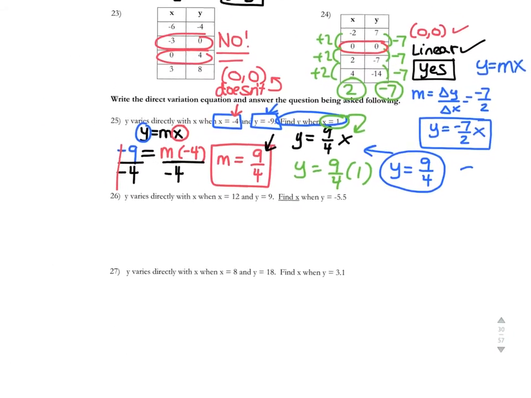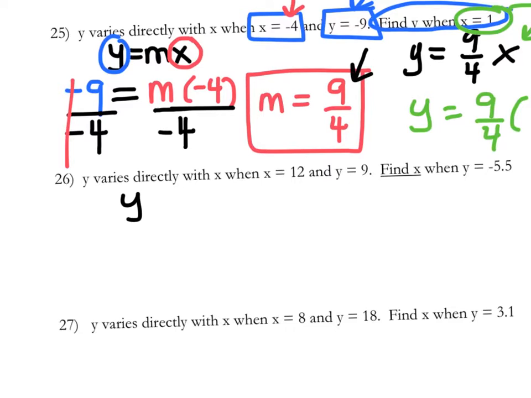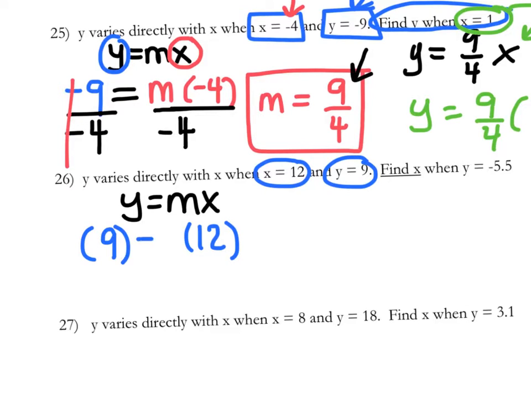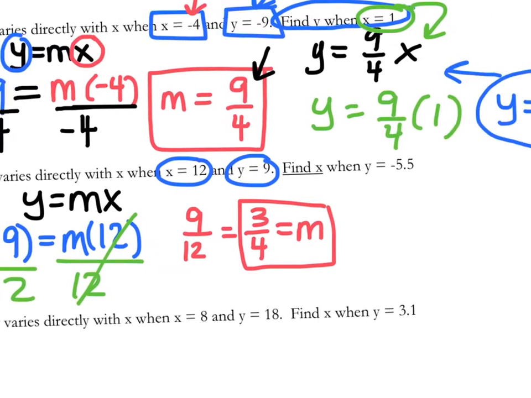I'll do one more just for us to make sure we really are understanding that. All right, so this says y varies directly with x. I'm going to stop there, and I'm going to write my equation. Plug in x is 12, y is 9. Solve for m, so I'm dividing both sides by 12. So let's see, 9/12 is m. I'm going to reduce that. 3/4 is my slope. I go to rewrite.